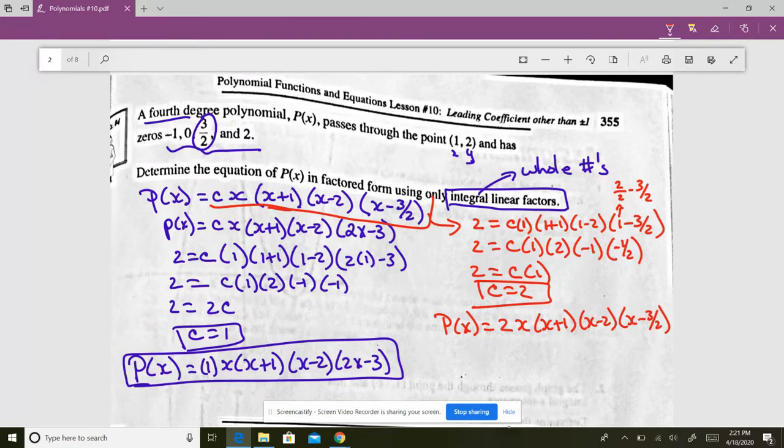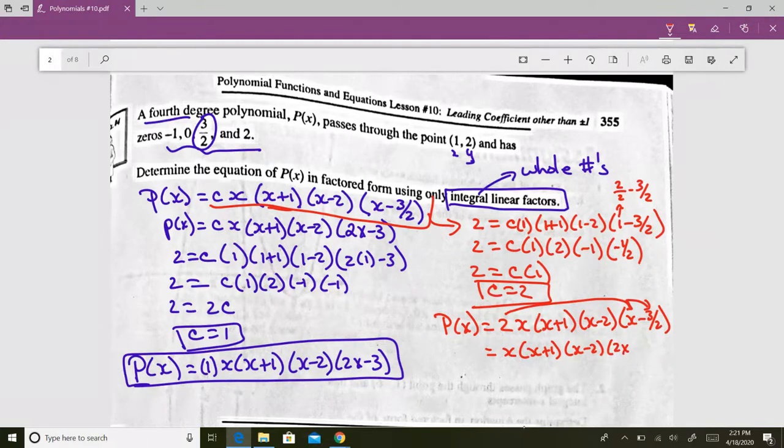And then I take this 2 here, multiply it into here. You could multiply it into any one, but they want integral coefficients, which means whole numbers, so we have to get rid of this fraction. I then get x plus 1, x minus 2. 2 times x is 2x. 2 times negative 3 is negative 6 divided by 2. It's negative 3. That is the same as that.